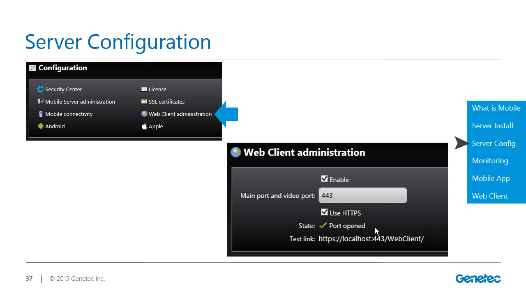Below that here will show the state of the port, and it will give us a sample test link that we can try. So web client users should be able to connect using the same link. In my case, I actually connected using localhost to get to the mobile admin since I was on the same machine. So just make sure that the web client users use the actual IP address or the host name of the server in the address here.